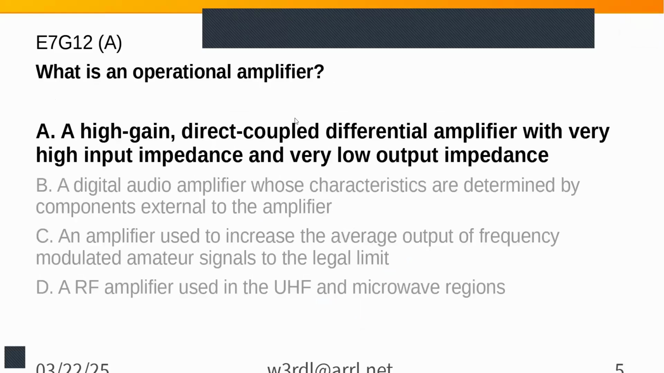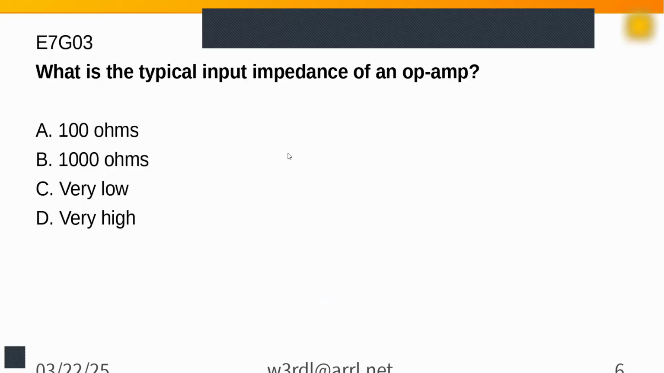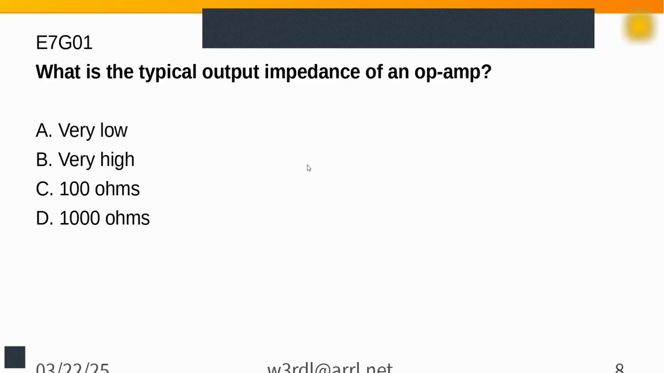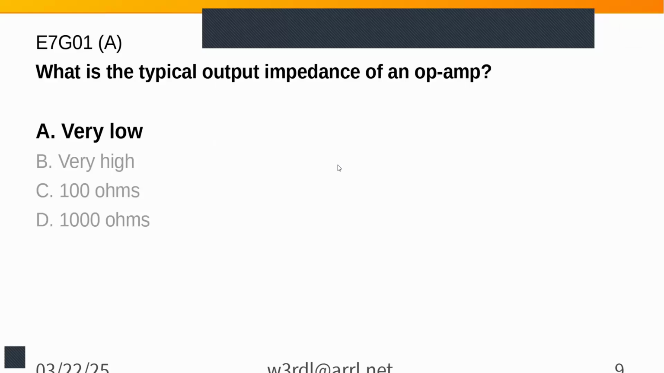Alpha, yep. What's the typical input impedance of an op amp? Delta, very high. What's the typical output impedance of an op amp? Alpha. Very low.